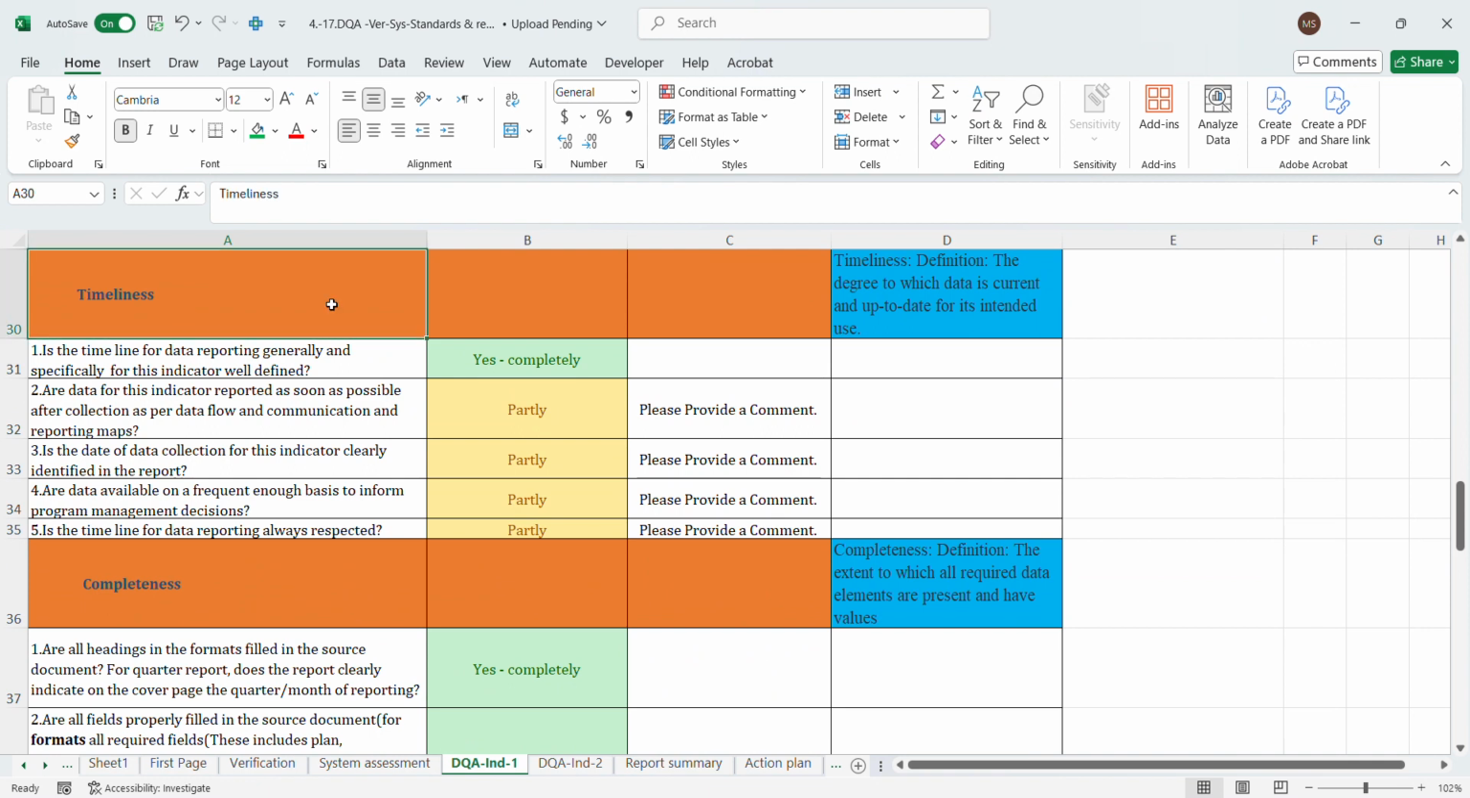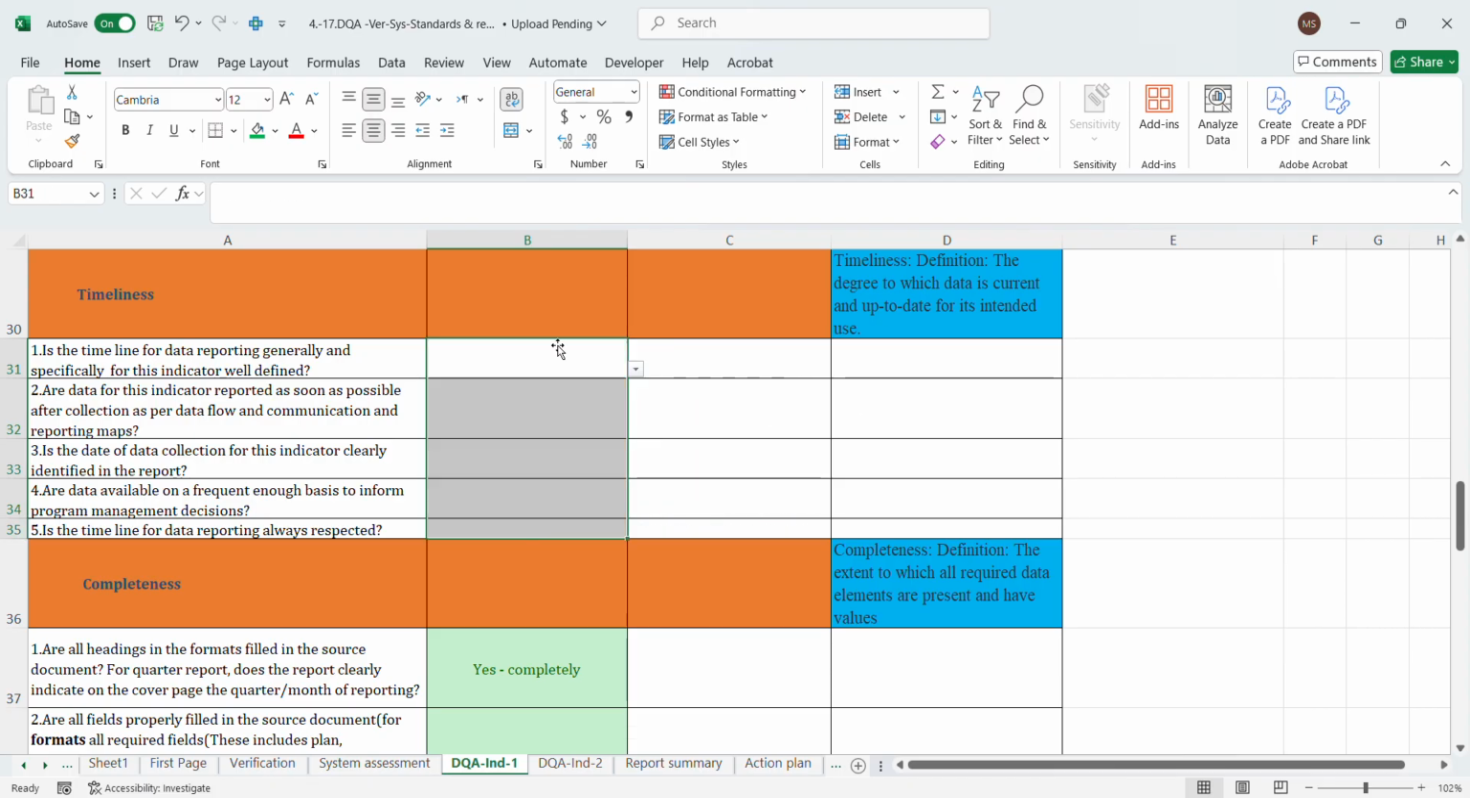We'll start as usual with the definition, and we evaluate the timeliness from the perspective of the indicator under investigation. The definition: the degree to which data is current and up to date for its intended use. So that is the definition, and let's evaluate timeliness based on those 5 questions. As usual, the answers are yes completely, partly, not at all, or not applicable.